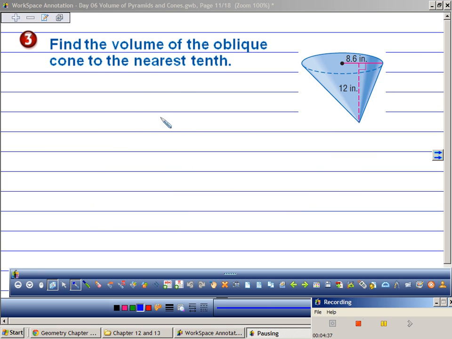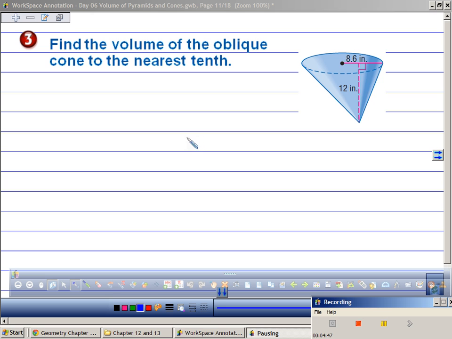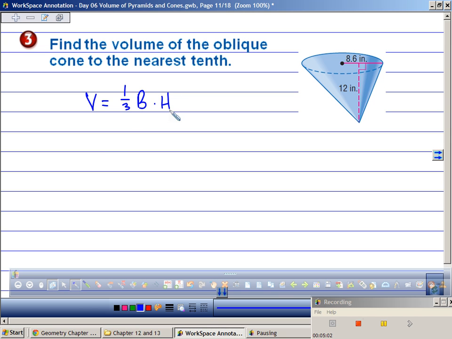Okay, so let's look at this one. Just like if we had, remember the slant of the cylinder with the quarters, remember that? If you know a cylinder has a certain volume, if you slanted it, made it oblique, it still has the same volume, correct? So the same thing happens with a cone. So it's the same formula: 1/3 of the base times the height.